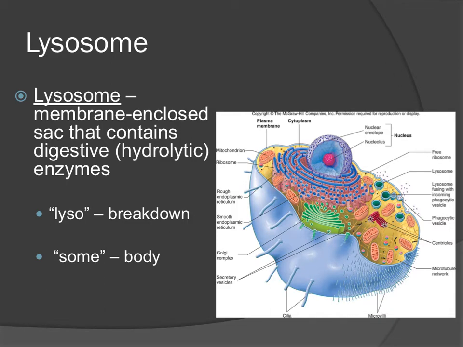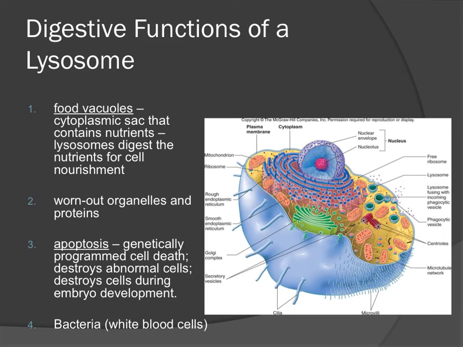Enzymes were first created in the rough ER, and those proteins are packaged in a vesicle and sent to the Golgi apparatus. The Golgi then does its final work to create the digestive enzymes and pinches off a small vesicle, and this vesicle is a lysosome. Some digestive functions of our lysosome: they serve as food vacuoles, the cytoplasmic sac that contains nutrients. Lysosomes digest the nutrients for our cell nourishment.